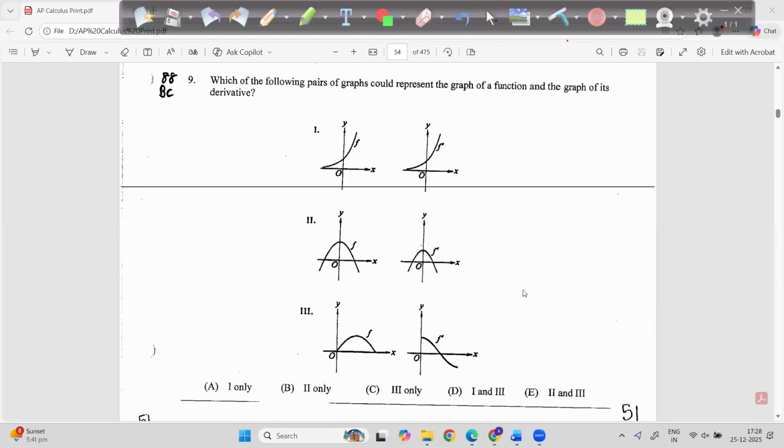Yeah, this one. Which of the following pairs of graphs could represent the graph of the function and the graph of its derivative?